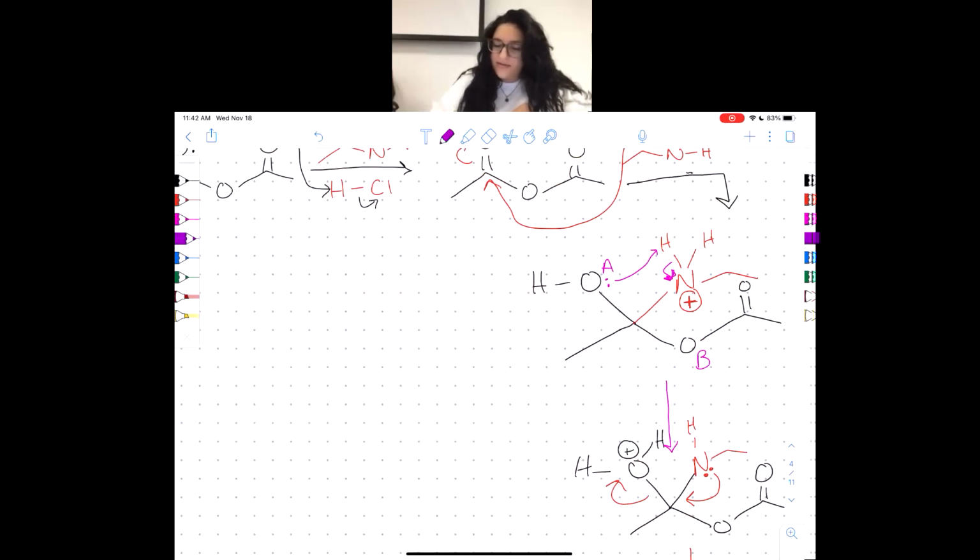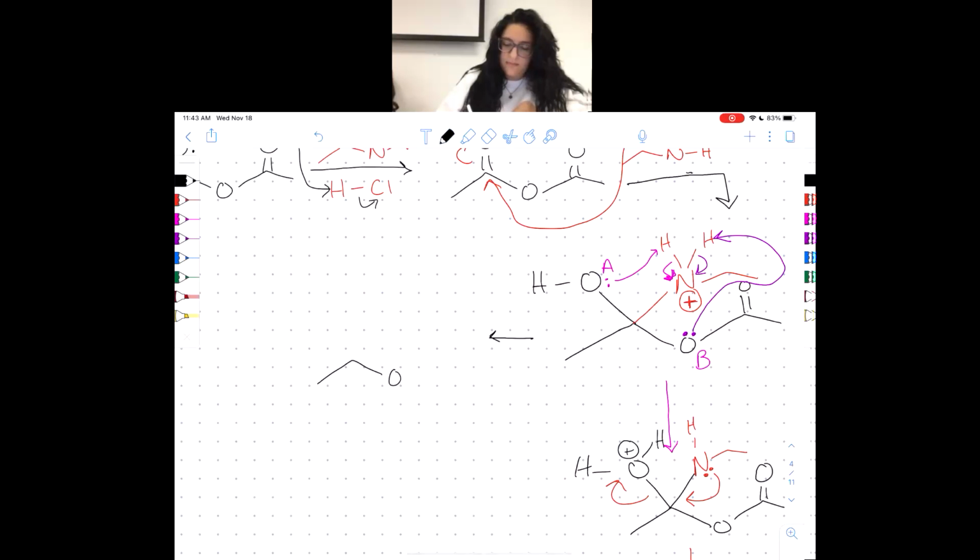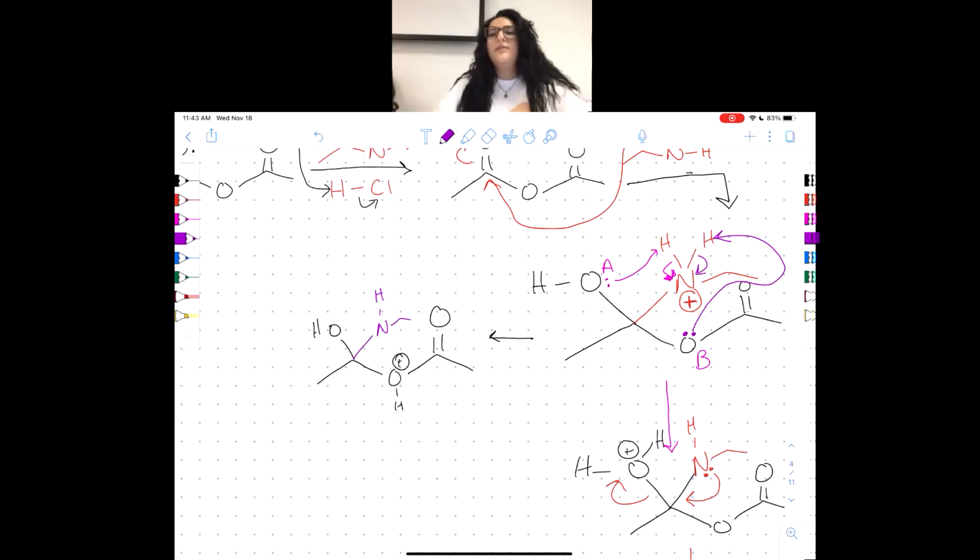Let's try oxygen B taking that proton. Right? So if that happens, we get a plus charge here. Ooh. We also have an OH. And now we have our handy dandy nitrogen, always coming in clutch. So now what are we going to do?